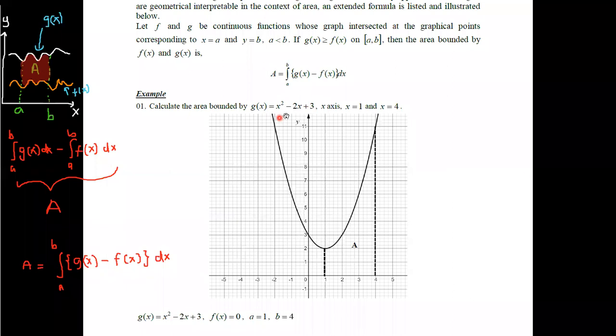If you are given a problem like this, first of all you need to sketch the graph, and you have to include all the required information in that graph. Therefore, first of all I have sketched the graph of gx, which is denoted by x squared minus 2x plus 3, and then they are asked to calculate the area bounded by this graph and the x-axis and the values x equals 1 and x equals 4.